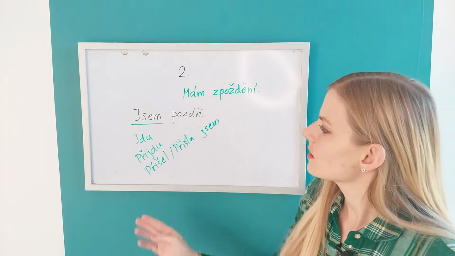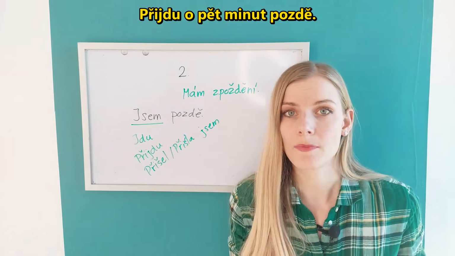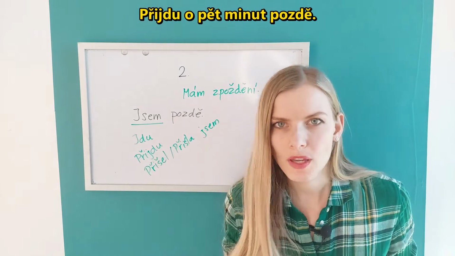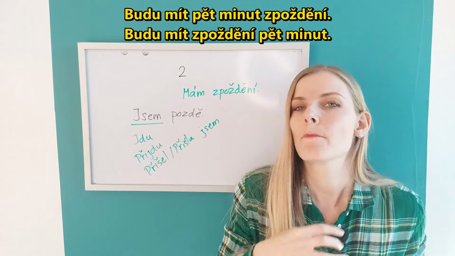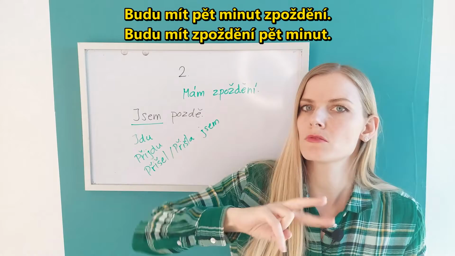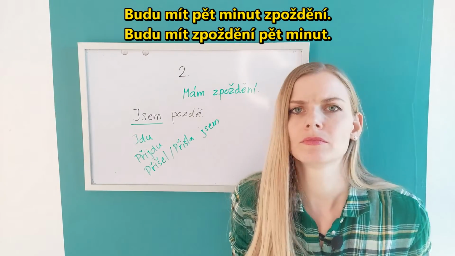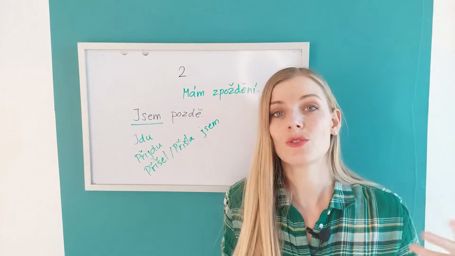Now what happens if you want to say I'll be 5 minutes late? You can say přijdu o 5 minut pozdě. I'll be late by 5 minutes. Přijdu o 5 minut pozdě. Or you could say budu mít 5 minut zpoždění, budu mít zpoždění 5 minut, to je jedno, doesn't matter. So these are the two most common expressions to say that you're late.